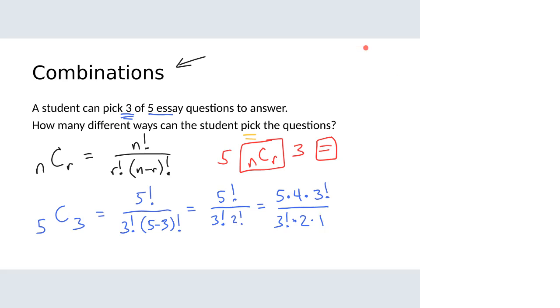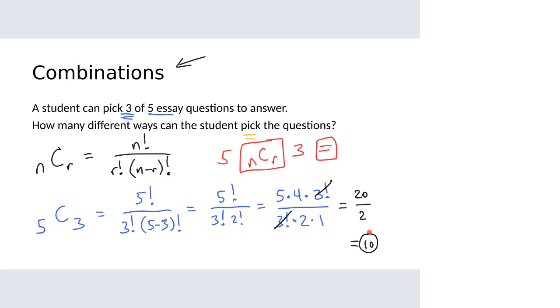And now at this point, those 3 factorials cancel, and I have 5 times 4 on the top, which is 20, and I have 2 times 1 on the bottom, which is 2. I'll divide those and end up with an answer of 10. So if a student can pick 3 of 5 essay questions to answer, how many different ways can they pick the questions? 10 different ways.